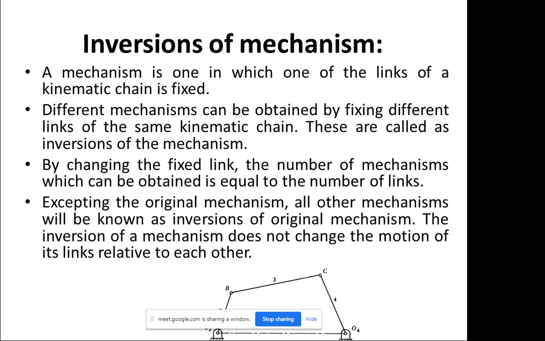So what is this? Nothing but, in the other problems you have seen, you are fixing the first link, right? You fix O2, O4 and give motion to the other links, that is 2, 3, 4.